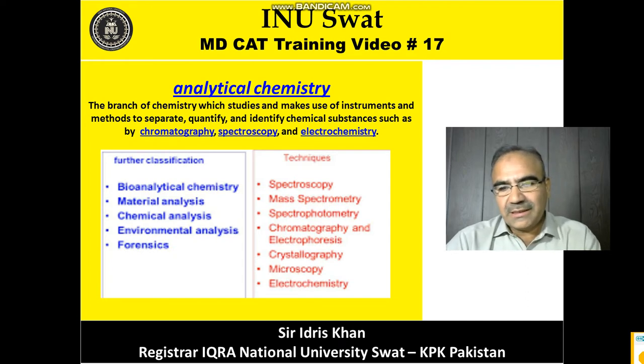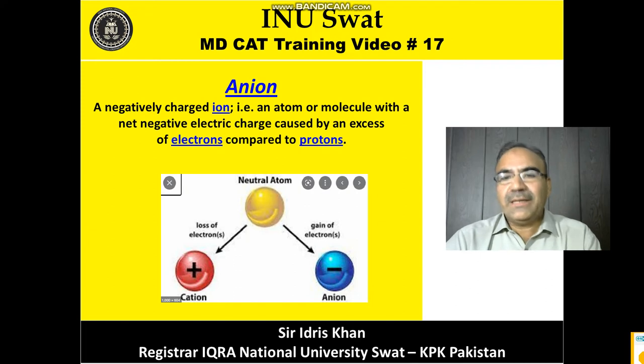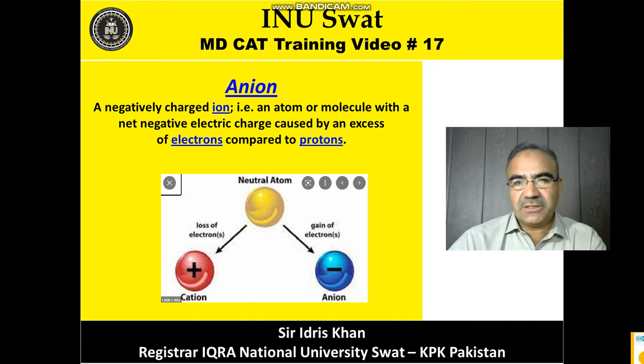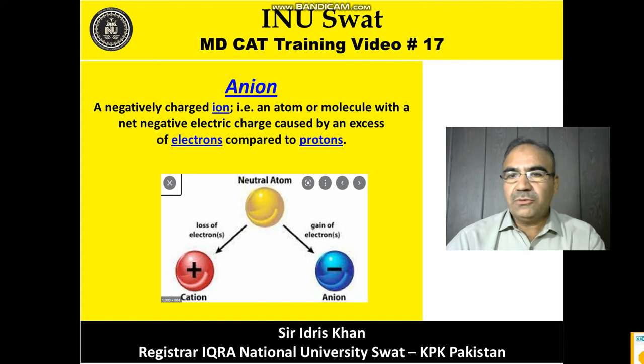So that's analytical chemistry. We move on to anion, and I found this picture which is very suitable, and it shows you both. The definition is anion, but the diagram is showing you both anion and cation. An anion is a negatively charged ion, an atom or molecule with a net negative electric charge caused by an excess of electrons compared to protons.